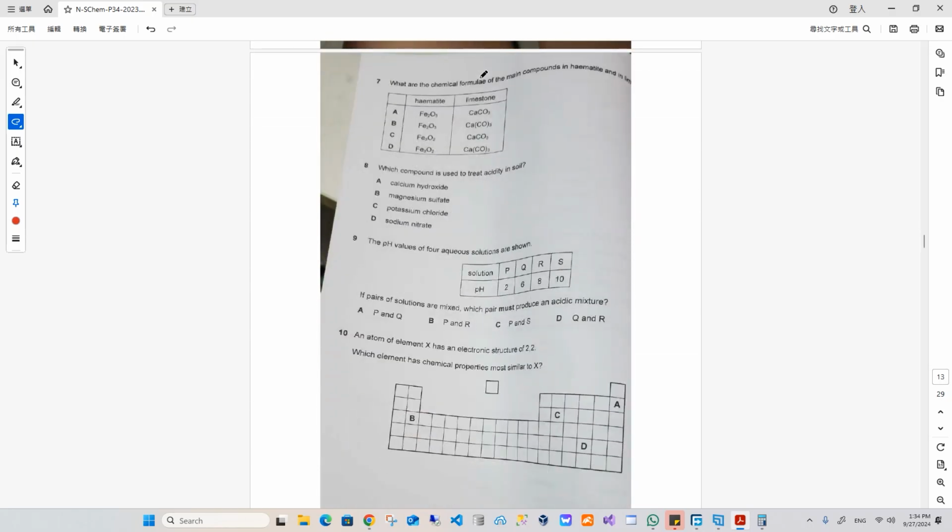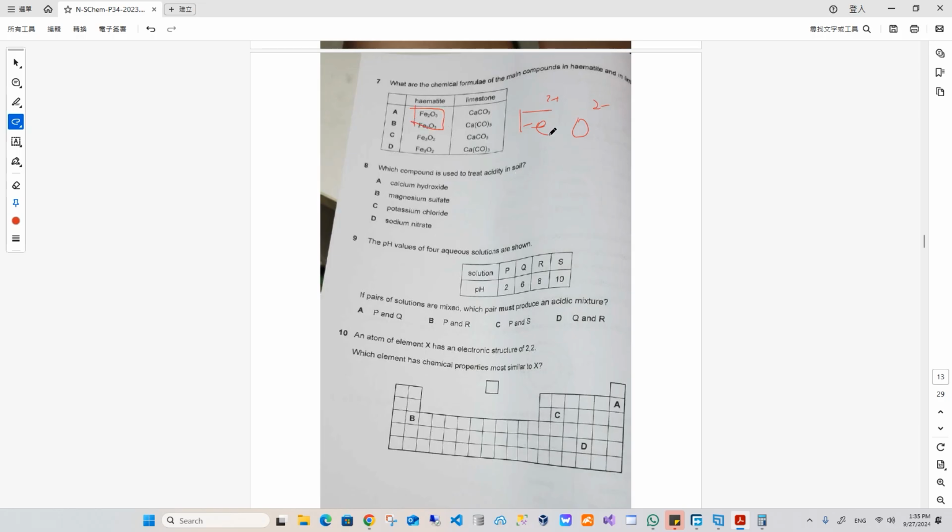What are the chemical formulas of the main compound in hematite and in limestone? Hematite is iron oxide. Iron has iron 2 and iron 3. The most oxidized one is iron 3. When you take it out from the ground, it will be the most oxidized one. So it's iron 3 plus and oxygen 2 minus. Cross multiply: Fe2O3.